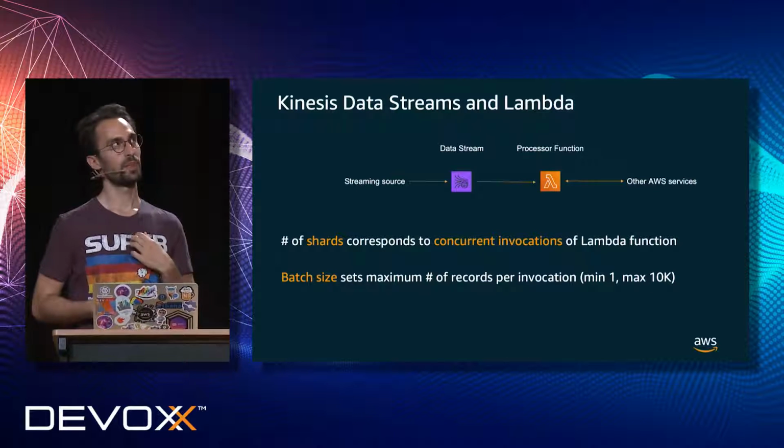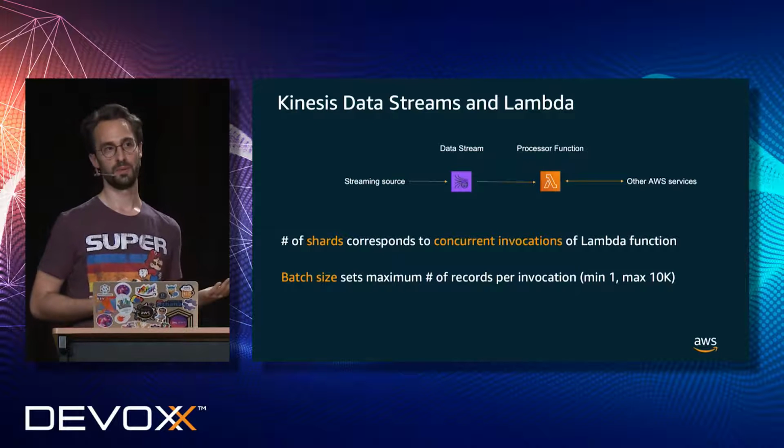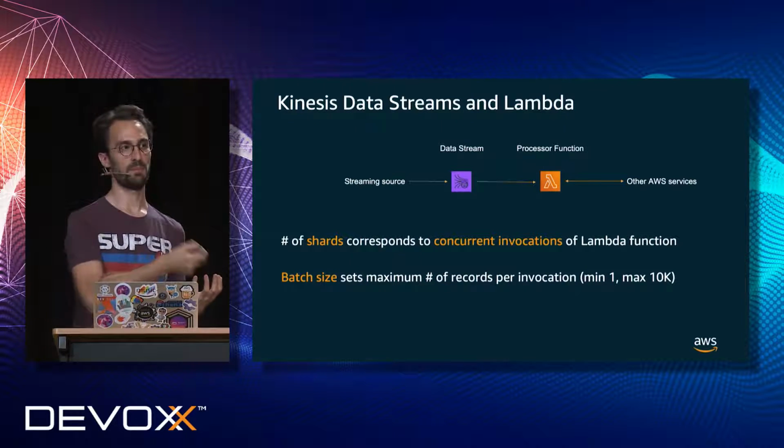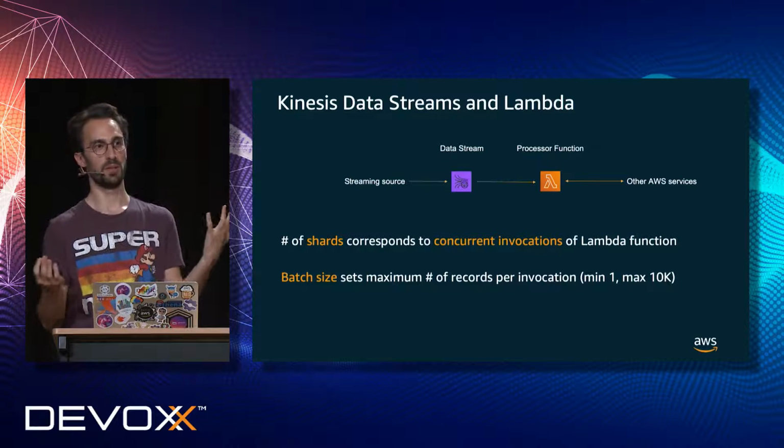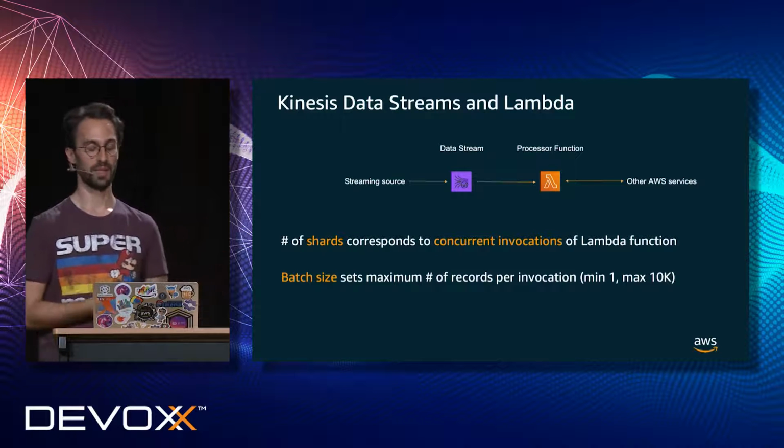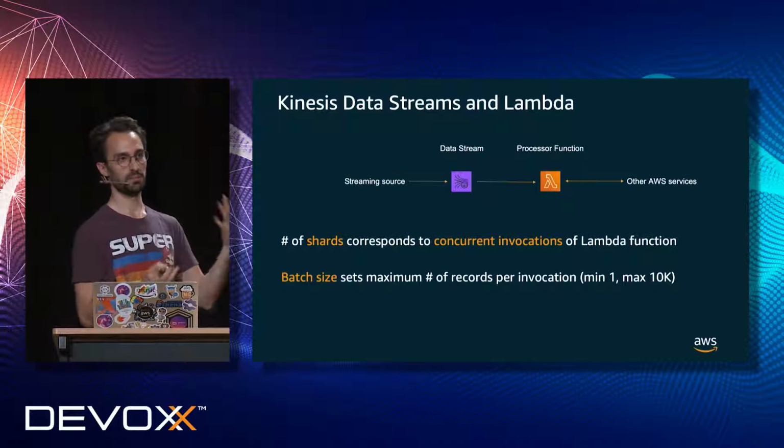Data streams, a lot of people think they are a queue. They're not actually a queue, because when you take a message out of a queue, the message disappears, and that doesn't happen with streams, data streams. It's more similar to Kafka, if you want.